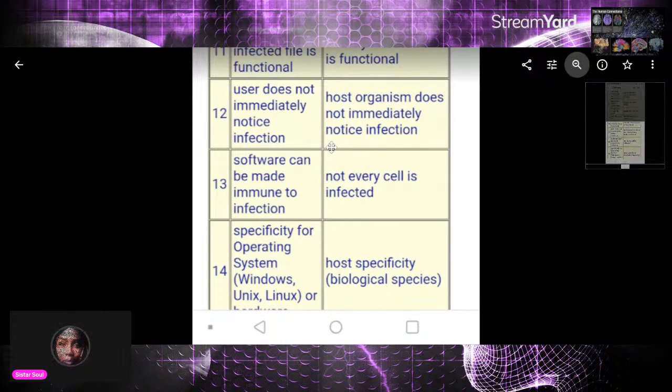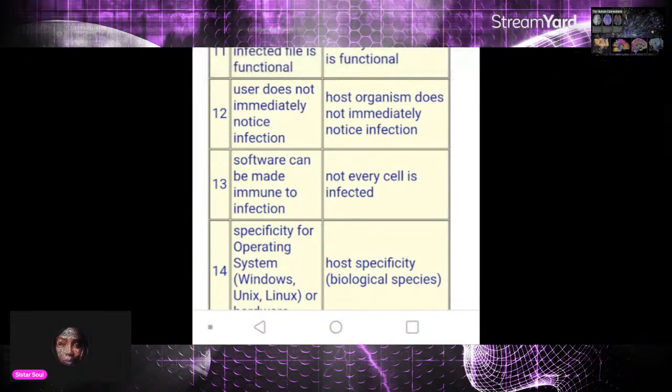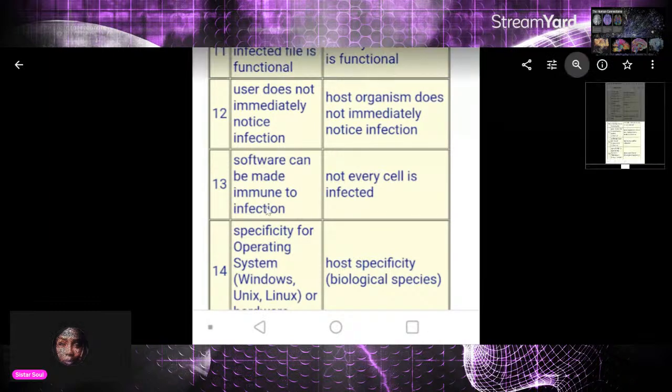You might get something that you notice is slightly different in your biological chemistry, but you don't automatically notice, okay, I'm sick. Sometimes you can just bypass it, right? And it's over. Software can be made immune to infection. Certain software can be made immune to infection.